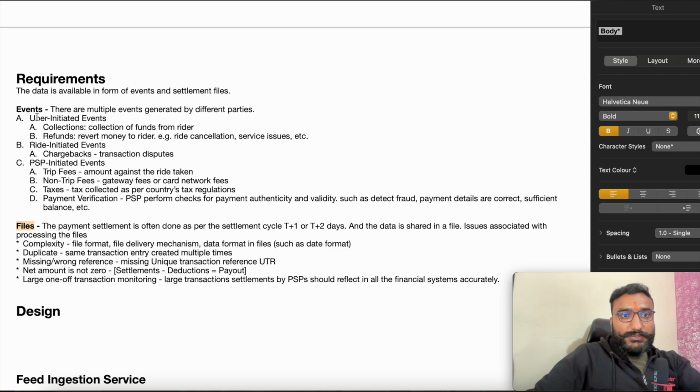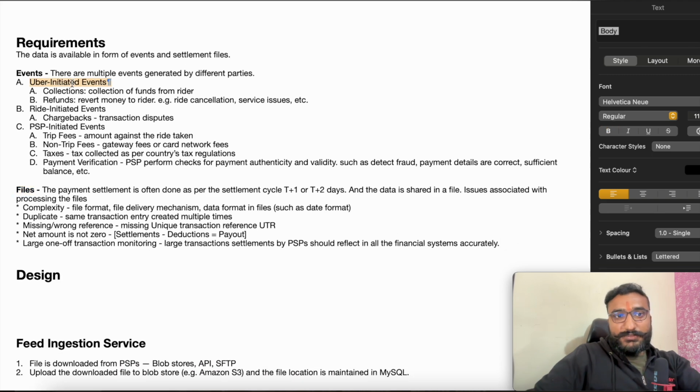If we talk about the different types of events, you have Uber initiated events, which are initiated by the Uber system. Then you have ride initiated events. This is basically kind of chargeback events. Let's say if there are any disputes which are being raised, this will be handled here. Then we have PSP initiated events. PSP initiated events can have multiple information, such as trip fees, what is the actual fee which is associated, and non-trip fees such as gateway fees or card network fees.